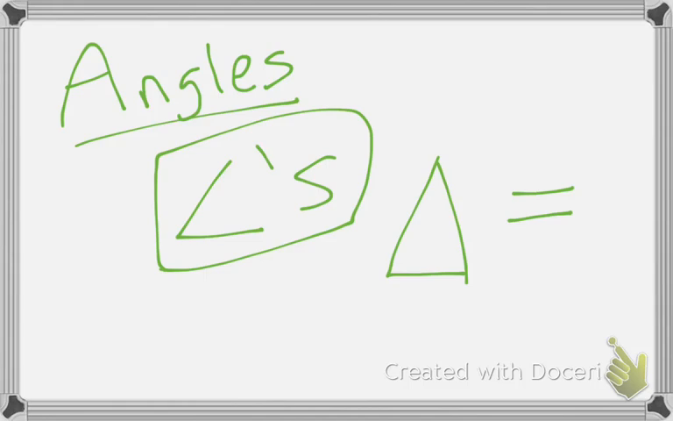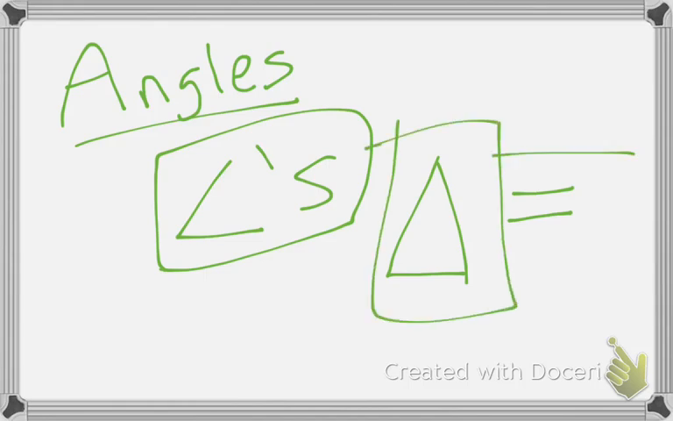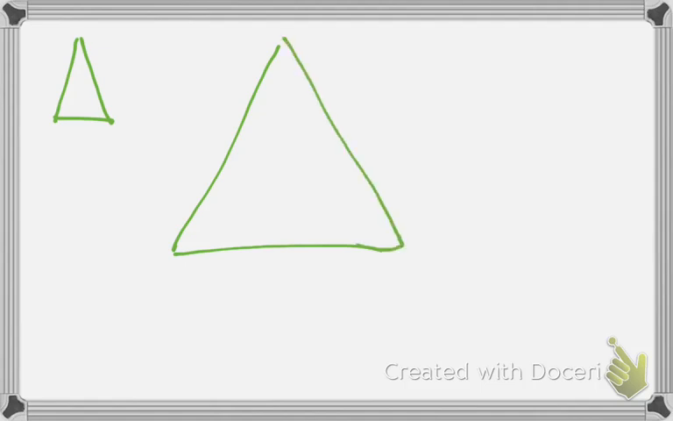So we're looking at angles and triangles and parallel lines. Okay, so let's take a look. First, we're going to look at some triangles. All right, so inside a triangle, there are three angles. These three angles have to equal 180 degrees.